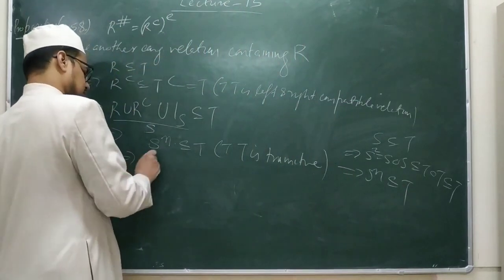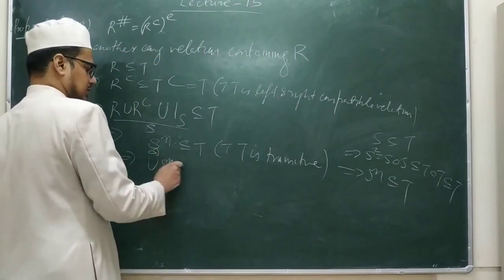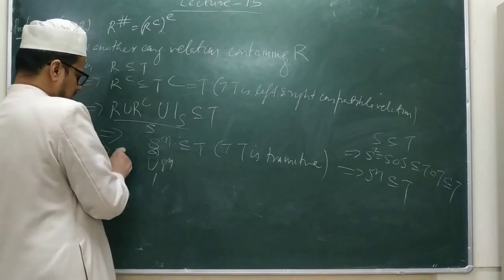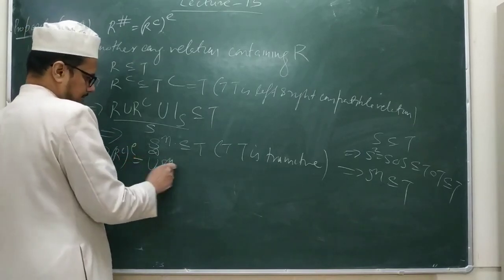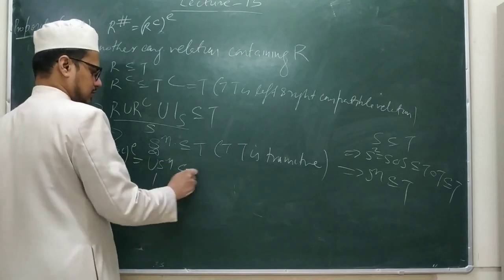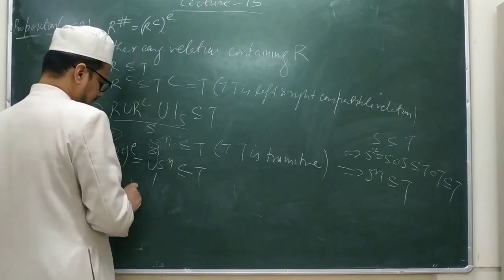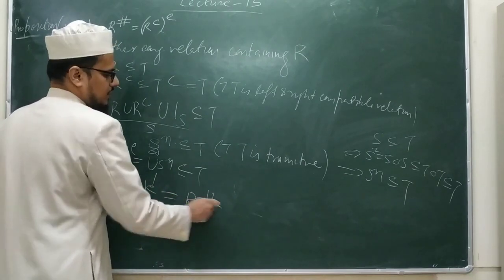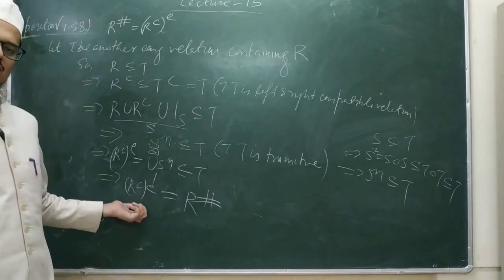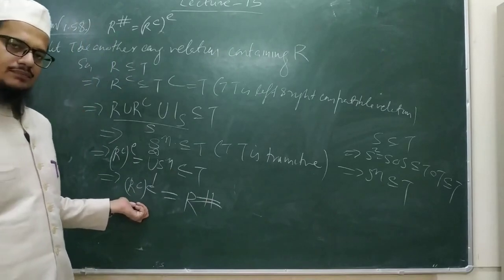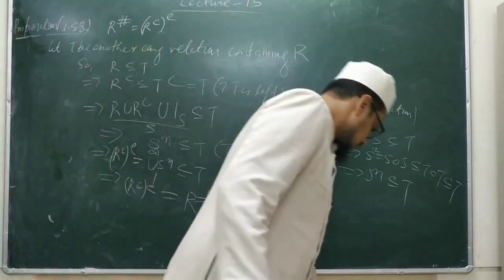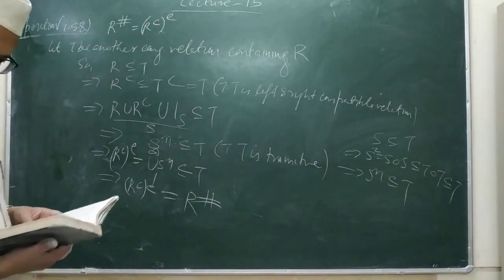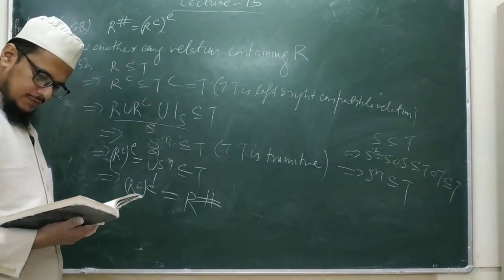It implies that the union of Sn from 1 to infinity, that is RCE, is contained in T. So it implies that RCE is equal to R sharp, that is the smallest congruence on S containing R. Proved. In this way, this big theorem is proved.